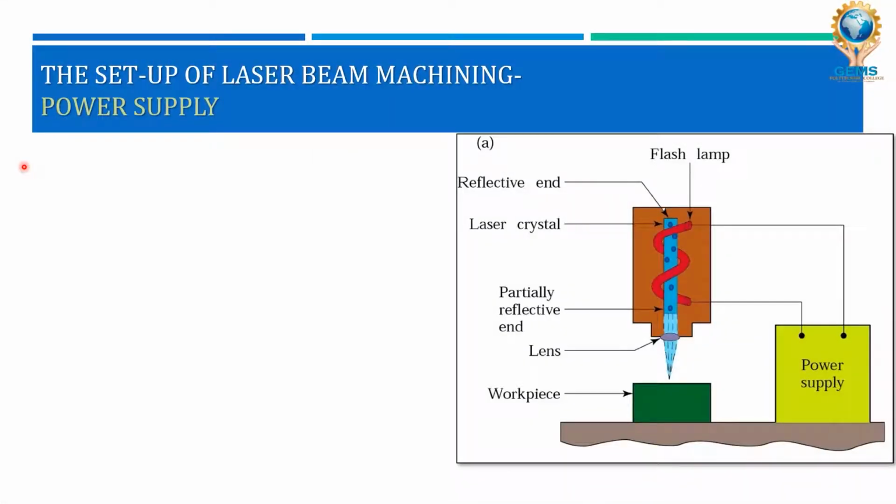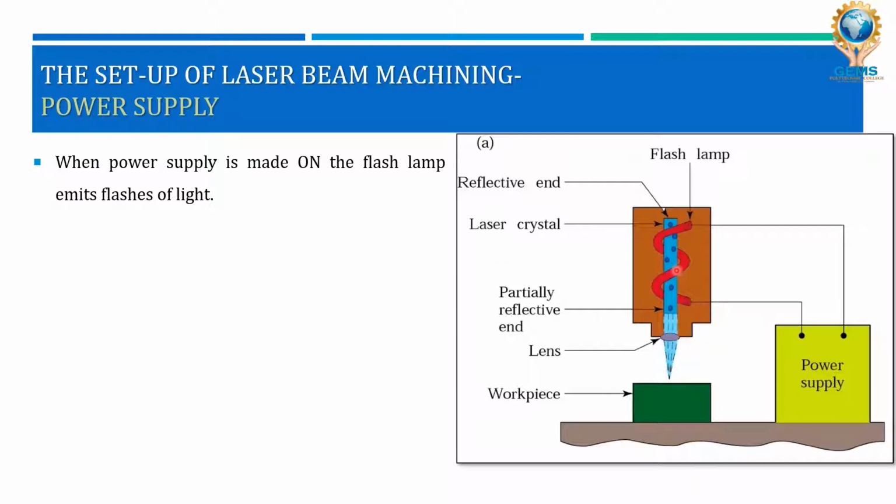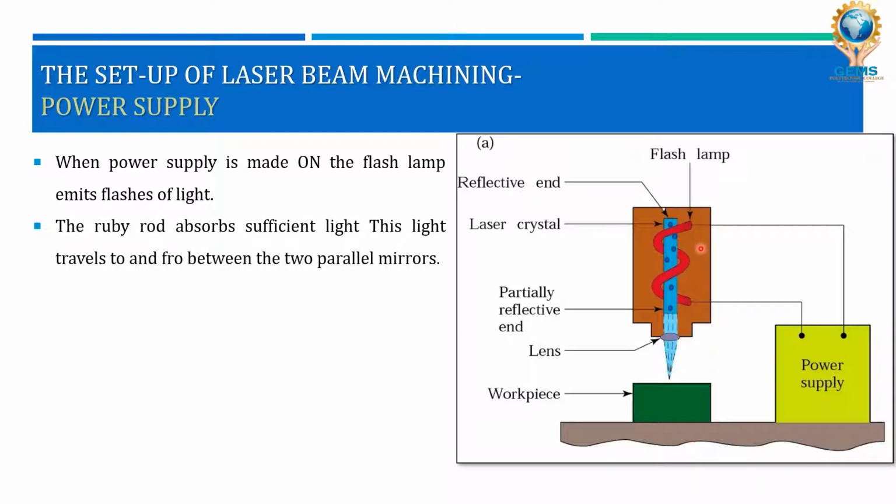The next setup of laser beam machining is the power supply, and it is one of the major important things in the setup of laser beam machining. When the power supply is switched on, it switches on the flash lamp, which emits flashes of high intensity light. This emission of the flash lamp also emits photons, that radiation which is incident on the ruby rod, so that atoms and electrons in the ruby rod get excited.